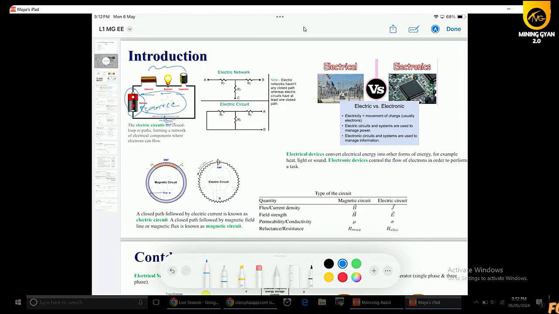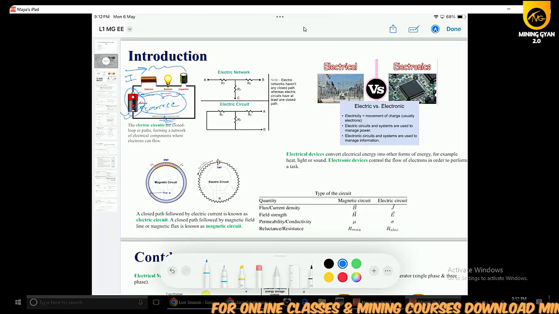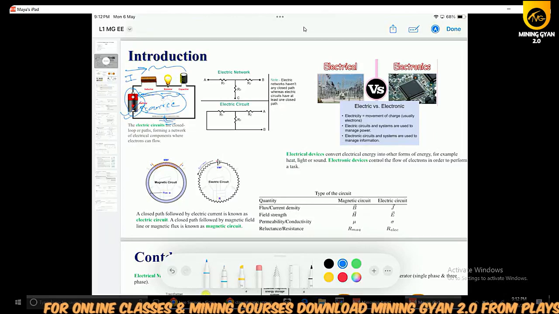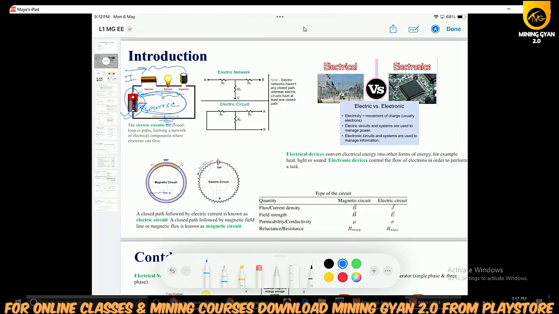Any electric circuit has a closed loop such that the current can flow through it. This is called the source because it is providing electrical energy to these three elements. That's why electric circuits are closed loops or paths forming a network. This is also called a network of electrical components. Electrical components means resistor, inductor, capacitor, and different other components that we will see later.